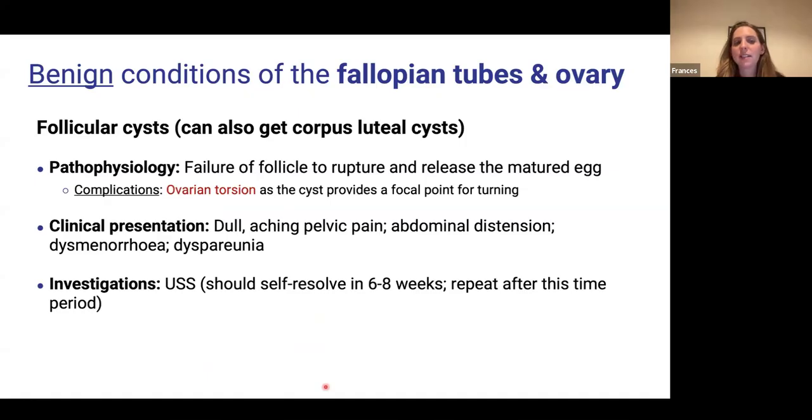You can also get cysts involving the ovary, so follicular cyst. You can also get a corpus luteal cyst. So once you've released the egg from the ovary, the corpus luteum can then form a cyst itself. And essentially these cysts, the main complication to be aware of is they can make the ovary a bit heavy, and so it can be prone to torsion. And that will obviously be a surgical emergency. Otherwise, you might lose the ovary because you block the blood supply to the ovary.